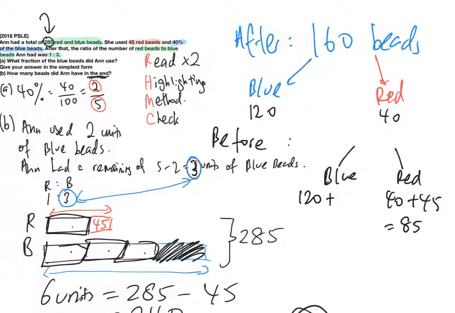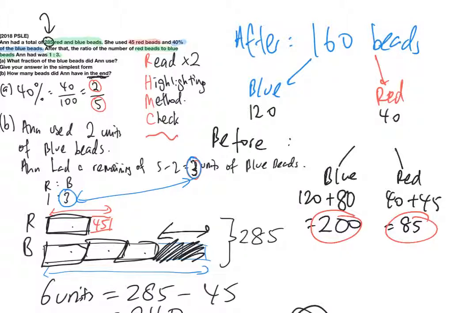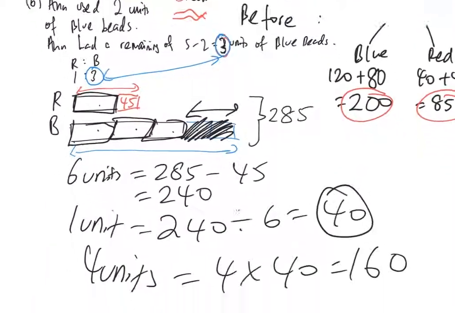I'm shading it right now. 120 plus 80. Why 80? Because 40 multiplied by these 2 units here. Okay, so that gives us a value of 200. If you total this up, indeed in the before case she had 285 bits in total. So that's how you know from your checks, this last step, very important step, that your answer makes sense and your answer is also correct.